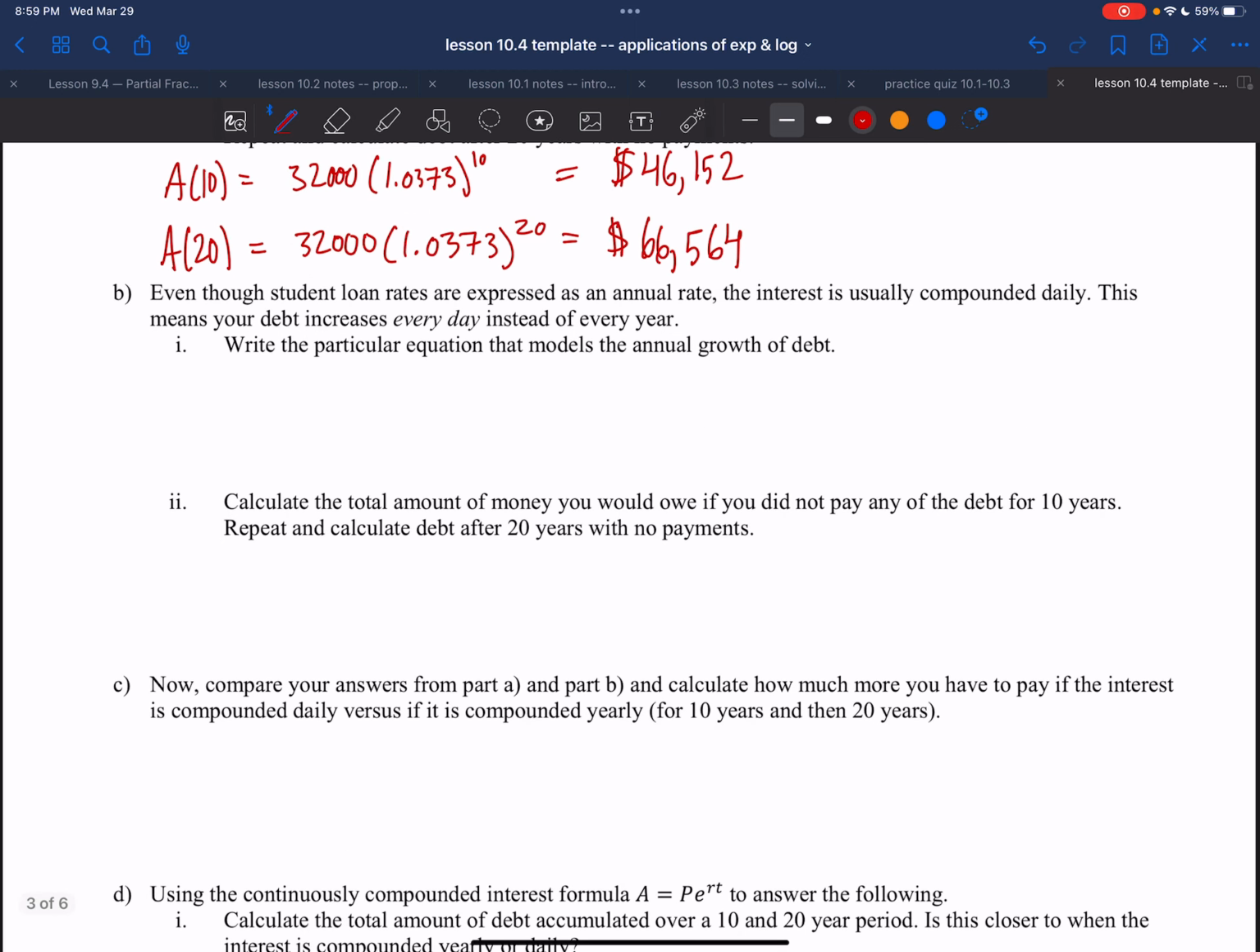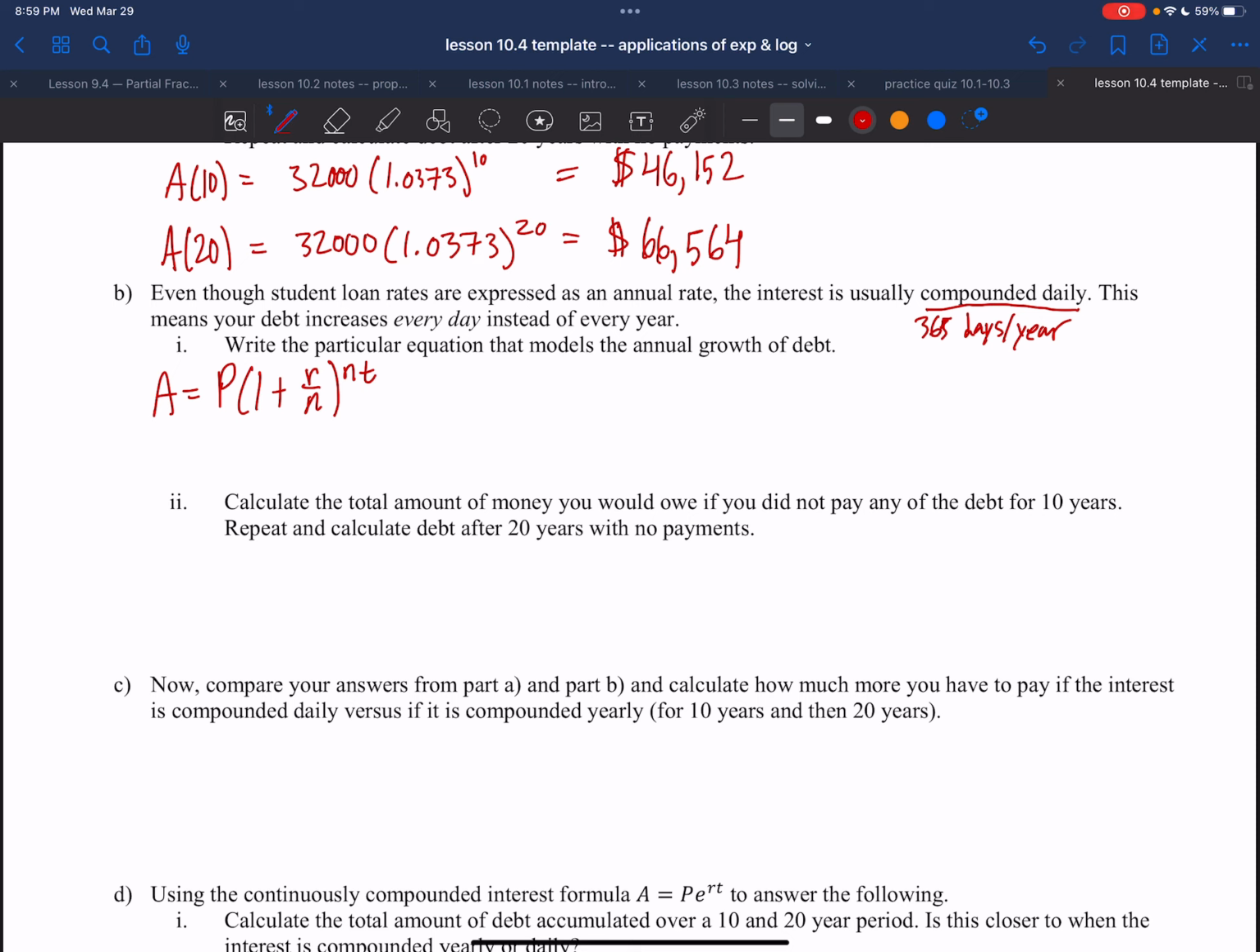Since you see the context compounded daily, you know that there's 365 days in a year. So let's write the particular equation. We're going to use compound interest. This is A equals P times 1 plus R over N to the NT. Now, you don't have to memorize that. All you got to do is look at that list, notice it's compounded daily, and figure out what we need to use here. So let's make the particular equation that represents this.